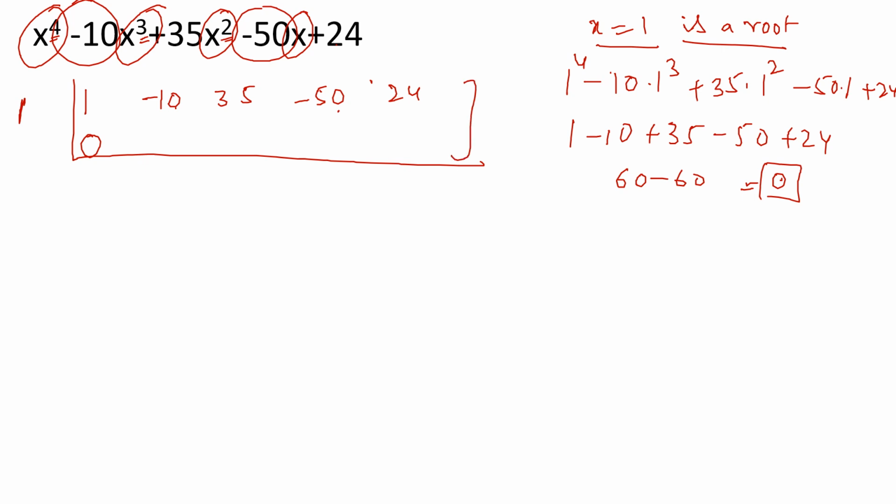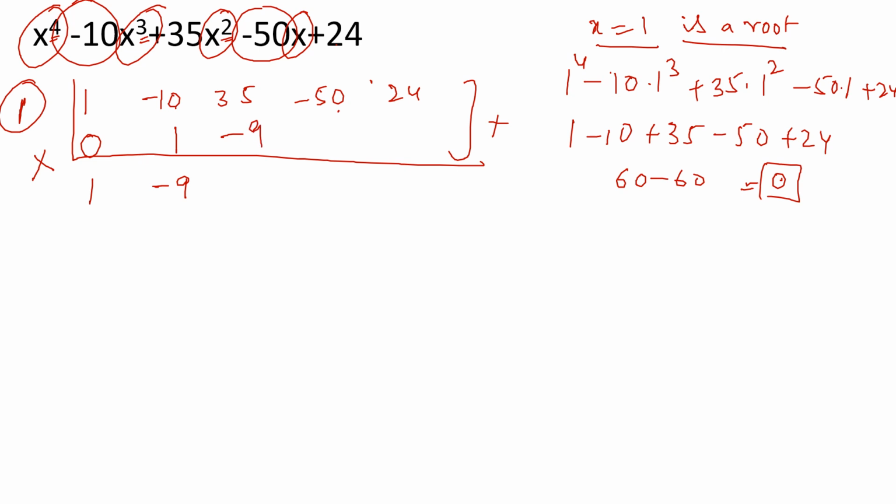Now what we have to do is, this is the first row and this will be the second row. So we have to add 1 plus 0, which is 1. Now we will multiply this, 1 into 1 is 1. Now we will add it. Minus 10 plus 1 is minus 9. Now minus 9 multiplied by the root we have written here, 1, is minus 9.